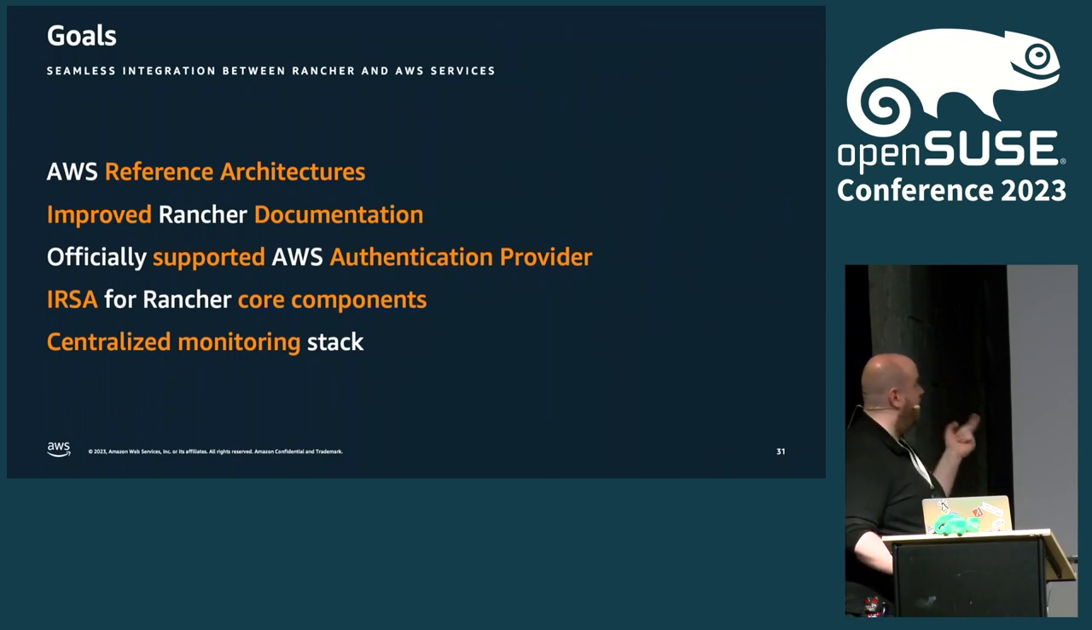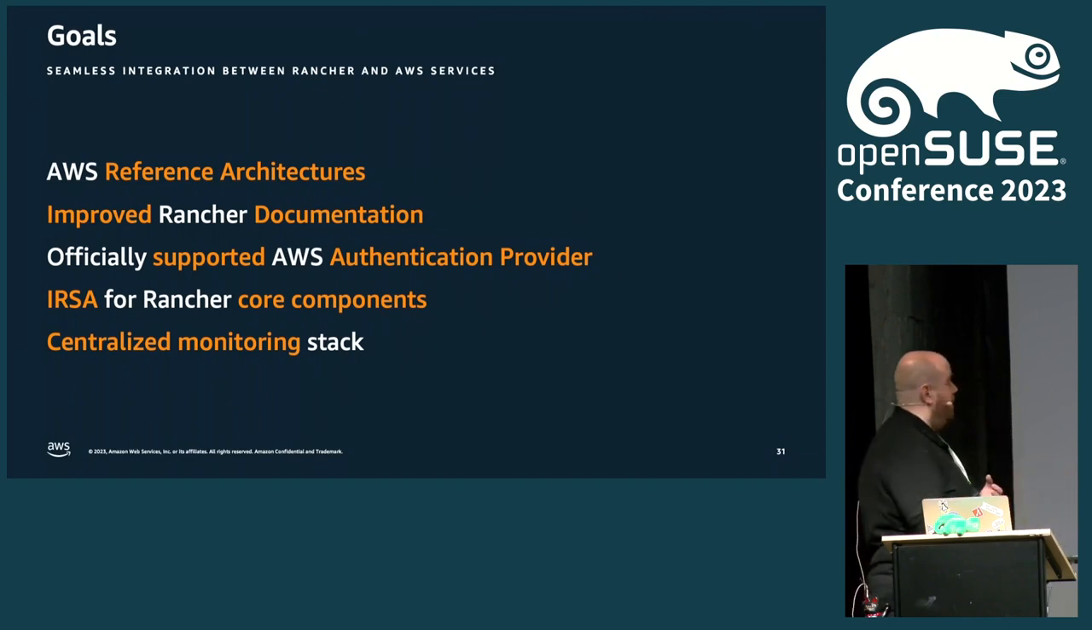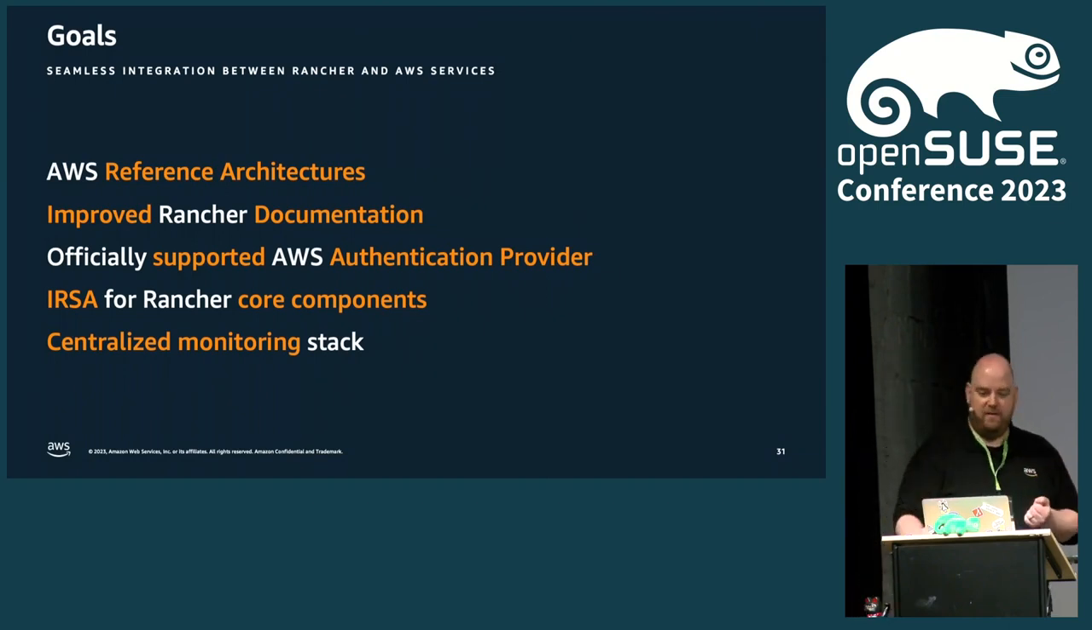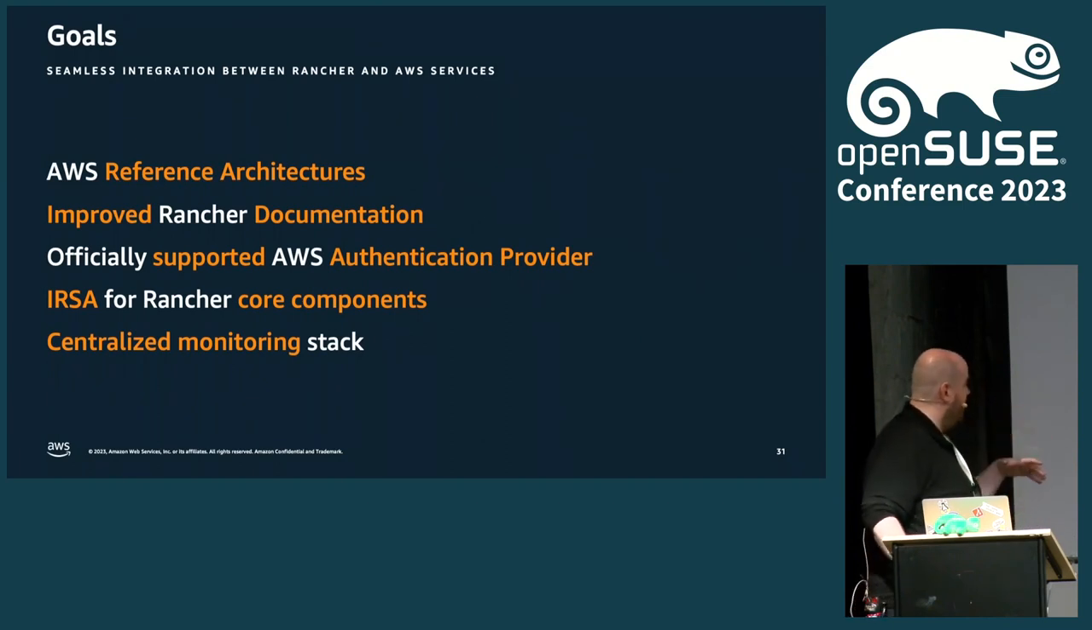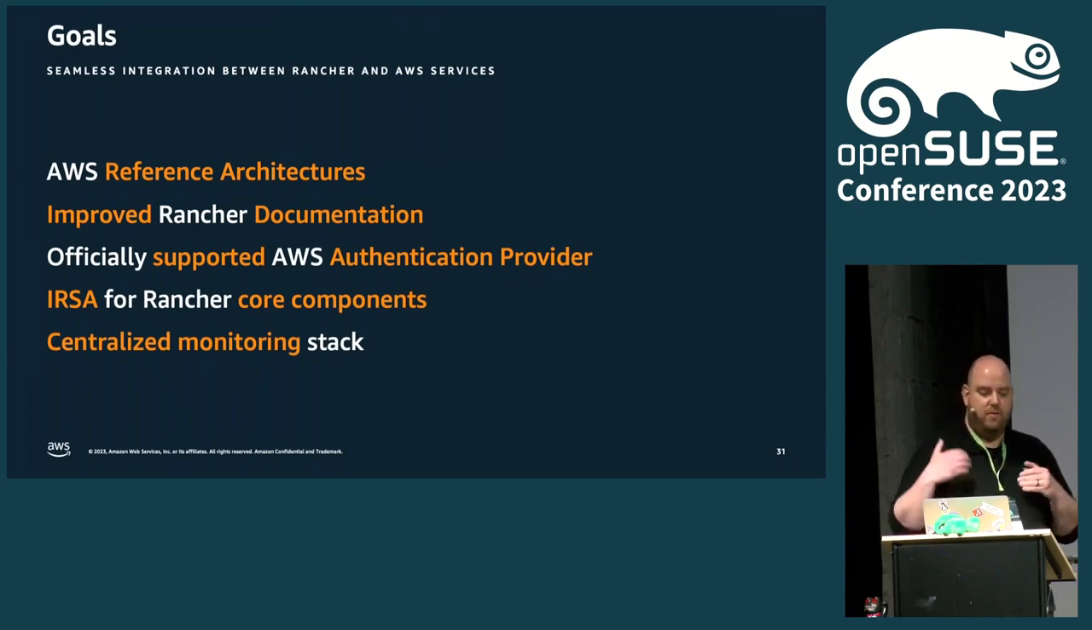And when we have IRSA support in all Rancher core components. So we saw that it works for logging and for backup. But what I would like to see is that it also works for deploying EKS clusters, managing EKS clusters, deploying EC2 resources. That would be, in my opinion, a large step forward, because today we need access keys for that. And last but not least, this centralized monitoring stack that I presented earlier, I think that would be very valuable to really lower the resource usage in the cluster.